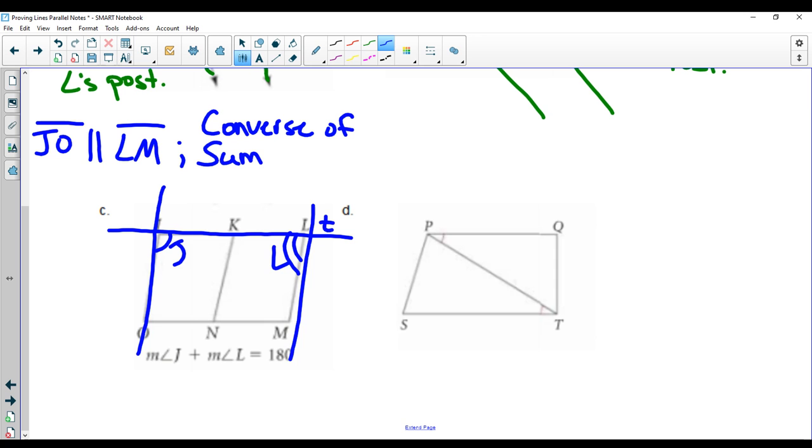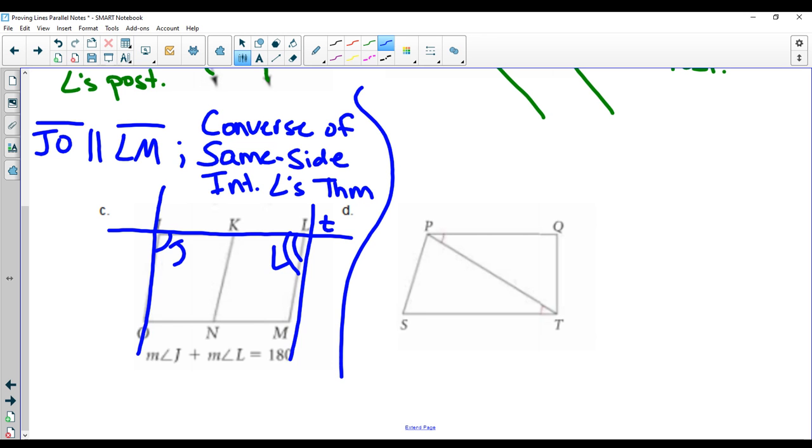Converse of the same side interior angles theorem. Okay? Because these are supplementary, that I was given that, and the fact that they are same side interior angles means I can use this converse to say that those two segments are parallel. Okay?